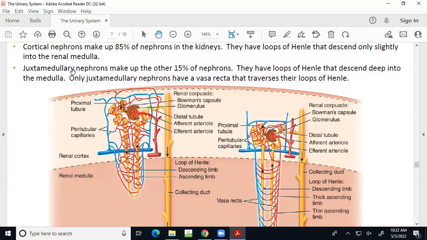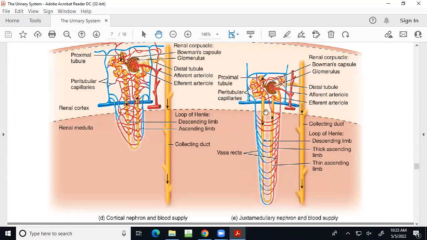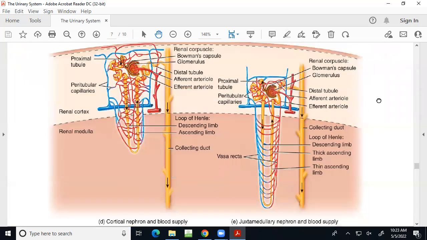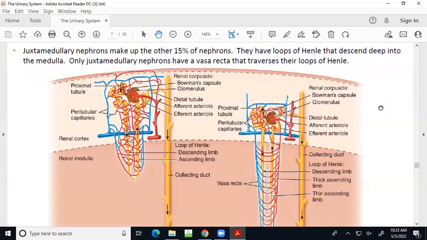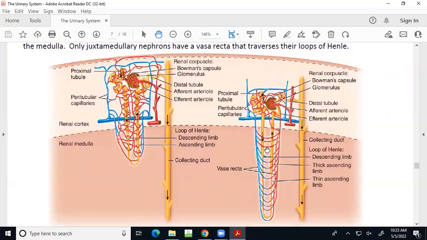Whereas juxtamedullary nephrons, which make up the other 15%, have a much, much longer loop of Henle that dips way, way down deeper into the medulla. As a result, it makes a more concentrated form of urine. And those are the ones that are going to have those special blood vessels I mentioned a couple of slides ago called vasa recta, which surround the loop of Henle. As far as these two pictures go, you don't really necessarily need to worry about them.